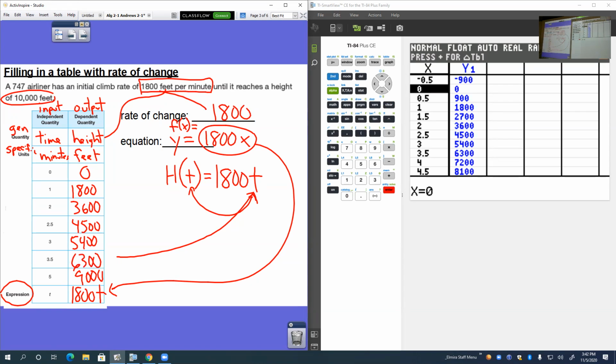So that's an easy way to get the values for your table, or you could just sub them in by hand and sub them into the 1800. So that's one way to do it. Let's take a look at another one.